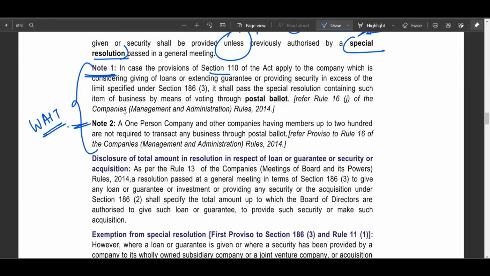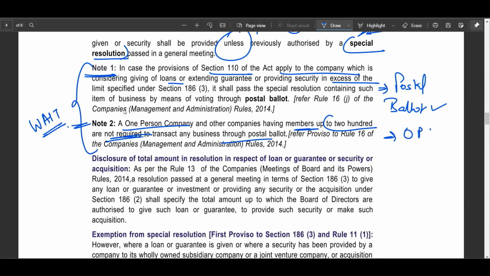In case provisions of section number 110 of the Act apply to the company which is considering giving of loans or extending guarantees in excess of the limit, it shall pass the special resolution. It basically says that postal ballot se bhi kar sakte hain. And a one-person company and other companies having members up to 200 are not required to transact any business through postal ballot. So postal ballot is not required in case of a one-person company, or where the company has not more than 200 members. So it was about postal ballot basically.